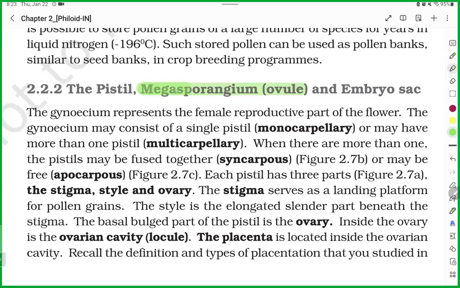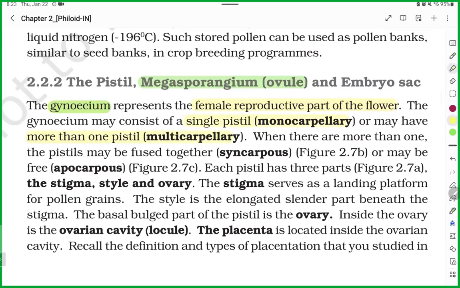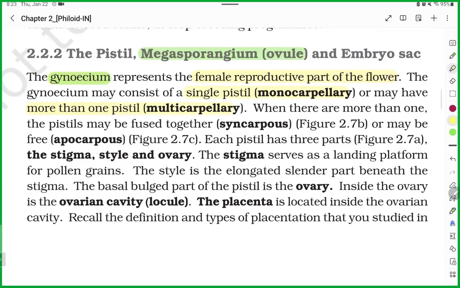Megasporangium is the ovule, this was the direct question. Gynoecium represents the female reproductive part. So if a question asks what is the female reproductive part, it is the gynoecium. Gynoecium might have a single pistil or multiple pistils. If there are multiple pistils, there are two possibilities: they are fused or they are free.